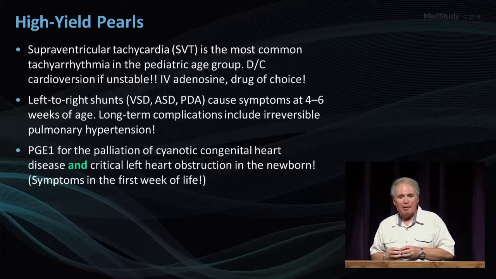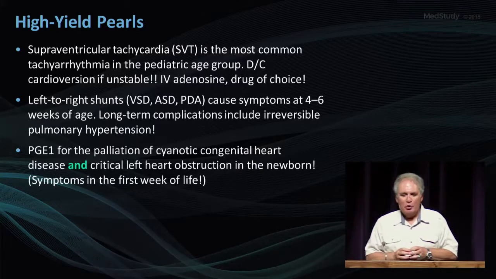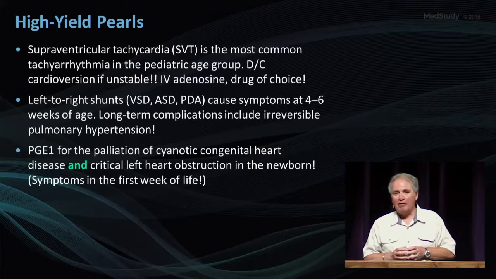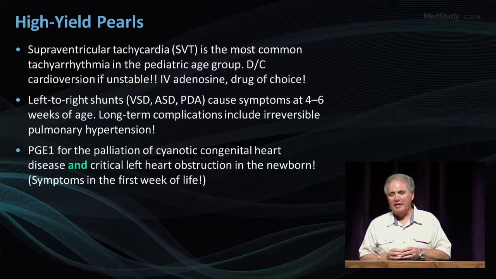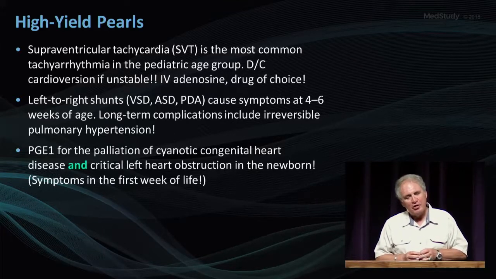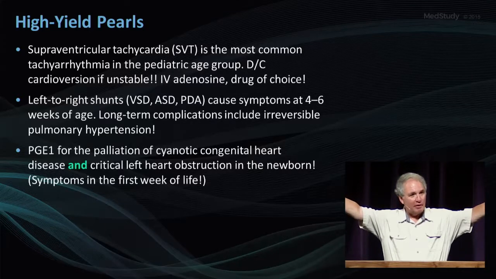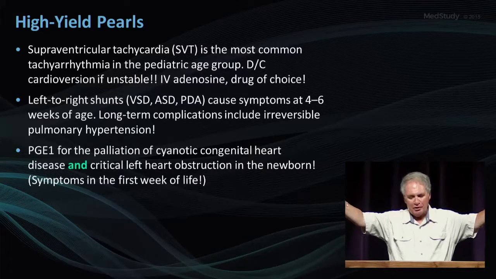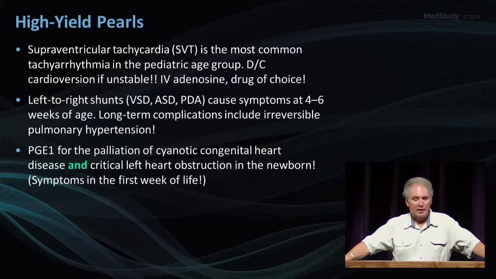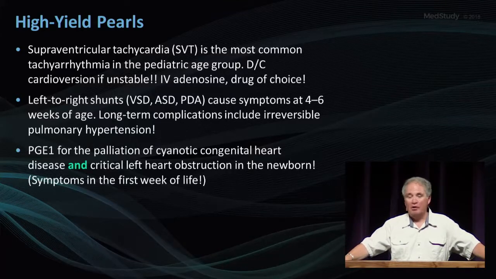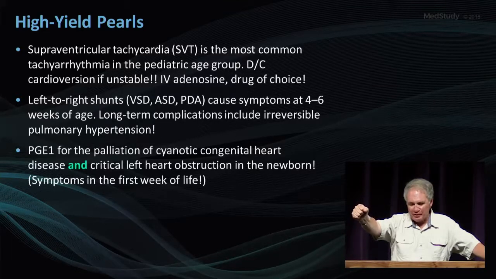Okay, a couple of high-yield pearls, and then we're done. Supraventricular tachycardia is the most common tachyarrhythmia in the pediatric patient. Remember, if they're unstable, cardioversion; IV adenosine, drug of choice. Left to right shunts, VSD, ASD, PDA cause symptoms at 4 to 6 weeks of age. Long-term complications include irreversible pulmonary hypertension. PGE1, prostaglandin, for the palliation of cyanotic congenital heart disease and critical left heart obstruction in the newborn. Remember, the critical coarctation, the hypoplastic left heart syndrome.